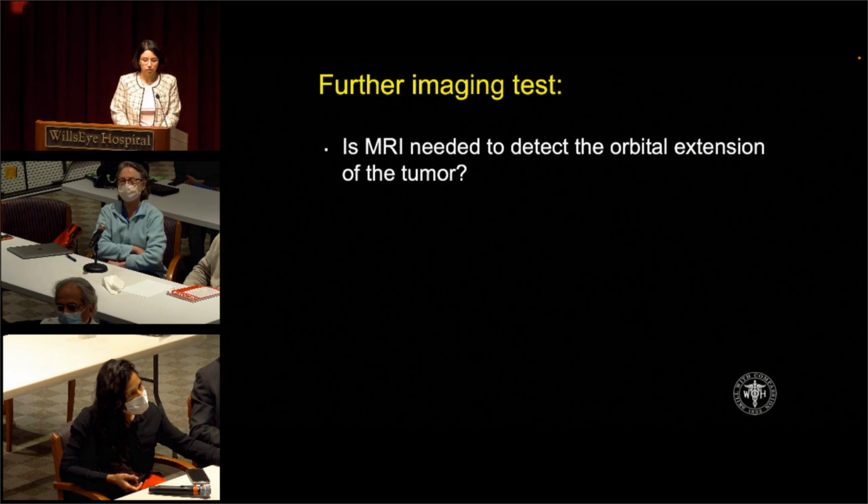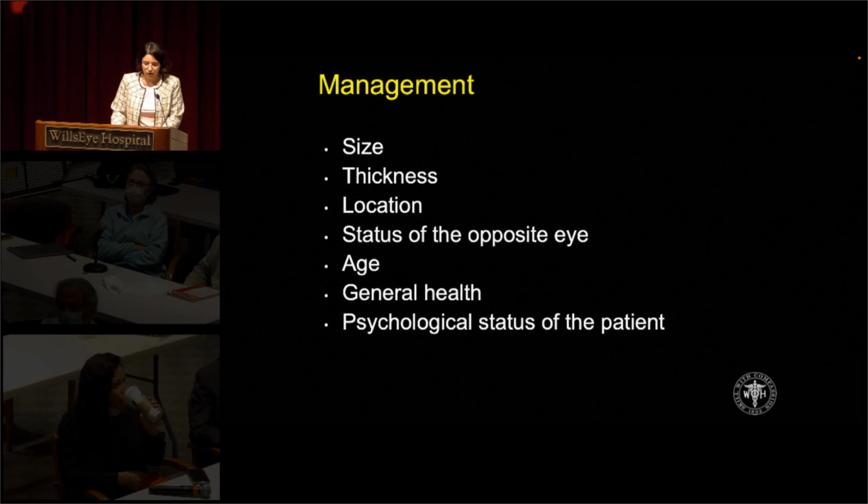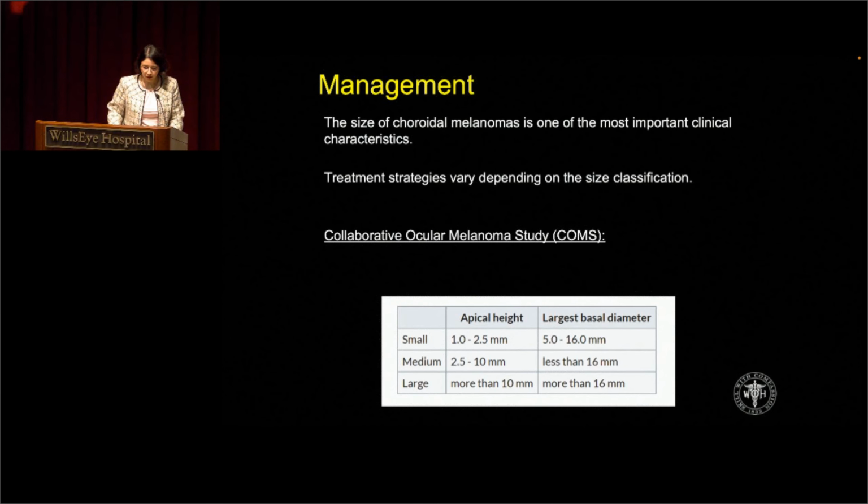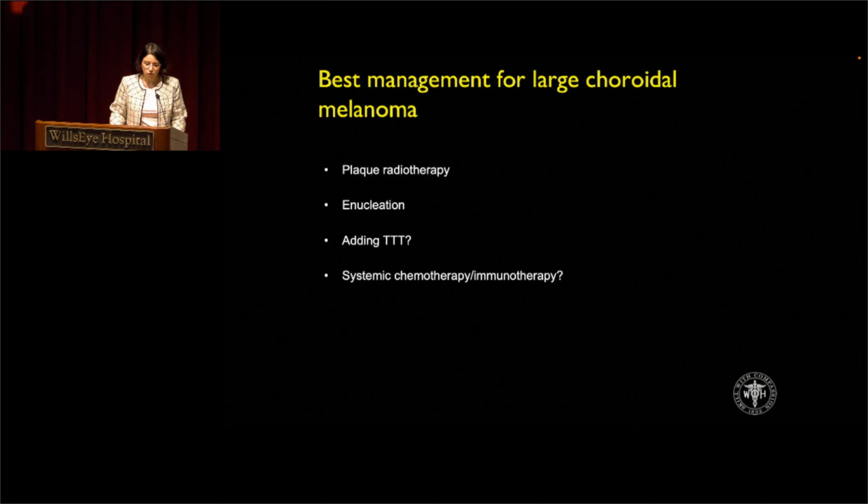Great. So management depends on the size, thickness, location, age, and general health. Based on the COMS criteria, our patient had a large melanoma. So what would be the best management for a large melanoma? Is that just plaque radiotherapy, or adding some other TTT or immunotherapy and chemotherapy?